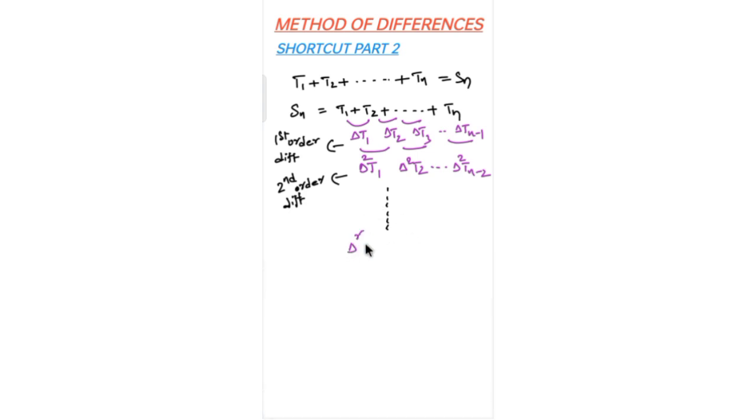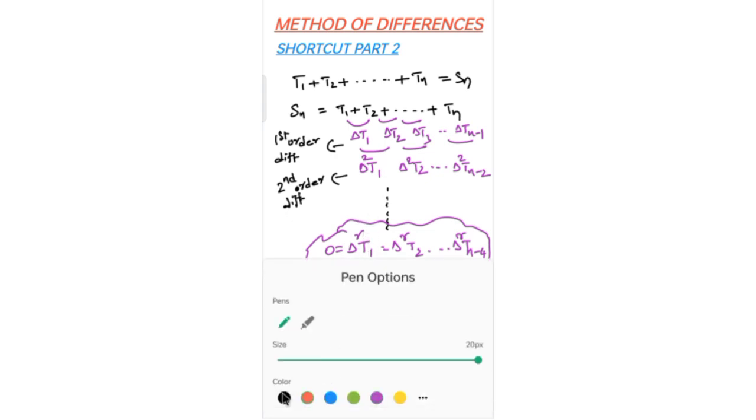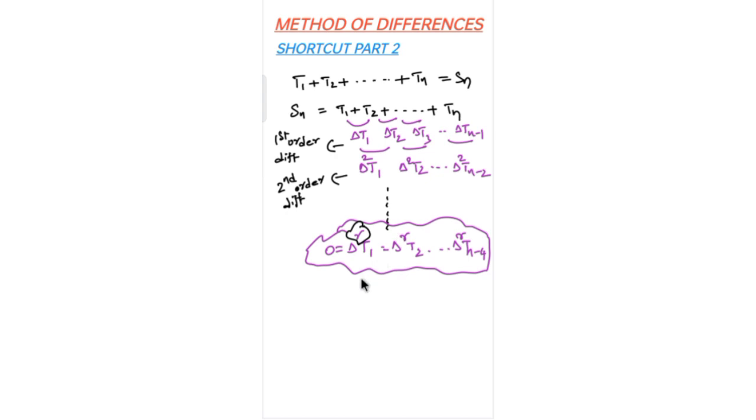Now there will be a certain order where the differences become constant. Let us name that delta R T1, delta R T2, and so on, where every delta R is 0. It doesn't matter which term, suppose at n minus 4 it comes out to be 0. Then we can find the value of Tn and Sn depending upon the value of R. I shall explain with an example so that you get clarity.